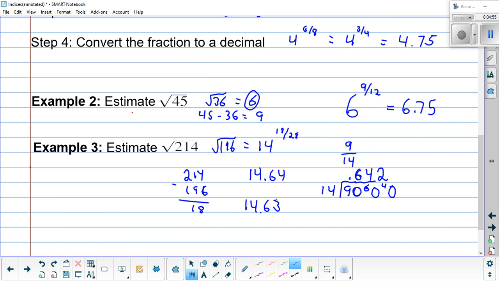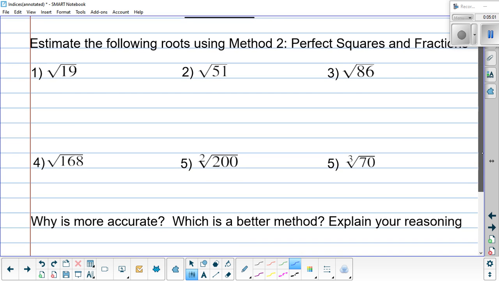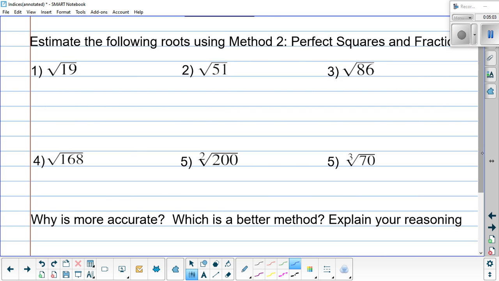Using this method, I want you to practice these questions. Some of them are the same, some of them are different. I want you to decide which is more accurate, and which is a better method. Explain your reason. You could say it in any way, shape, or form. So pause the video. When you're ready, we will take up the answers.